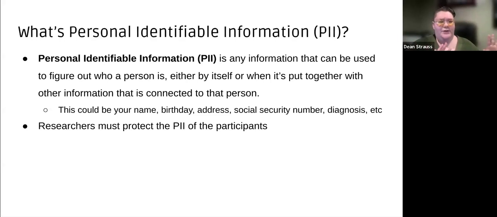So we talked a little earlier about personal information. So what is personal identifiable information, or PII? Personal identifiable information is any information that can be used to figure out who you are, either by itself or if you put it all together, it connects back to a specific person. So that could be your name, it could be your birthday, your address, your social security number, or your diagnosis, things like that. There's a lot of things that go into PII. Researchers have to protect the PII of participants. That's an important part of research ethics. Next slide.